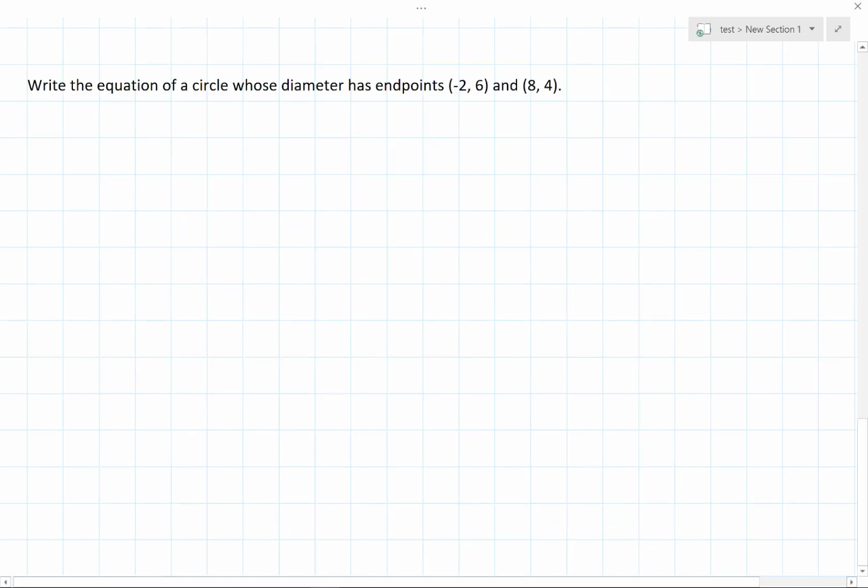So this one's a little bit different. They didn't hand us our center, but we know how to find a center. They told us the endpoints of the diameter, so the center is smack in between. The center is the midpoint. And we know how to find a midpoint. We can find the middle of the x's and then the middle of the y's.